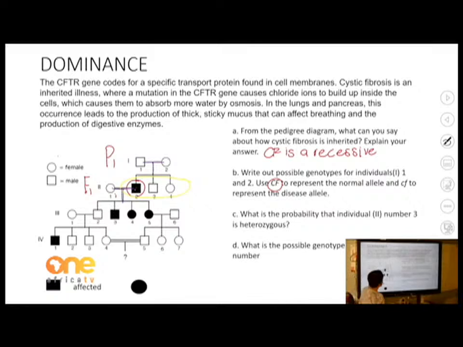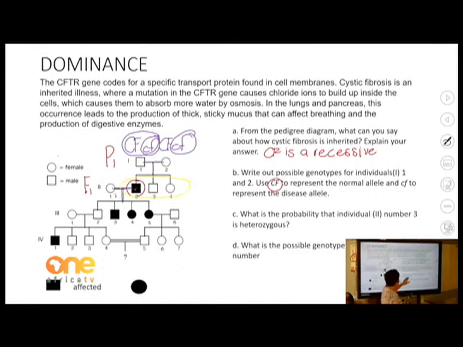Write out possible genotypes for individuals 1 and 2. So, because there is a small cf, both must contain a small cf. Here they use the cf. We normally use only 1, but I think there it's capital small, because that one did inherit a small.